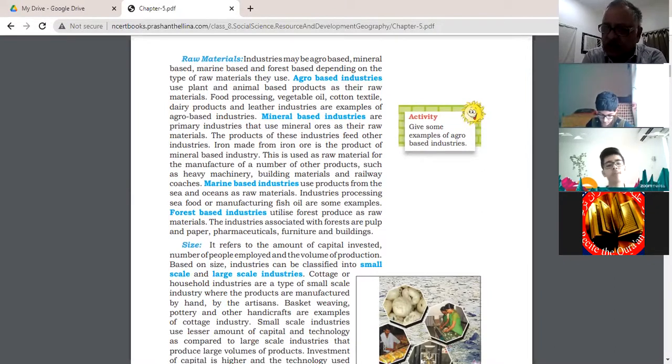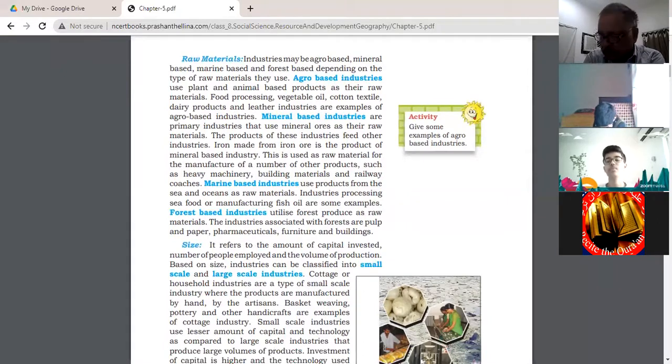But this iron is used as raw material for manufacture of a number of other products by the industry themselves. This is the product which industry produces, and then the industry uses it as a raw material. Like heavy machinery, building materials, railway coaches, this iron made from the iron ore is used by the industry only. Then the marine-based industry, which is based on the ocean, uses the product from the ocean and seas as raw material, like seafood, manufacturing fish oil, or other examples.